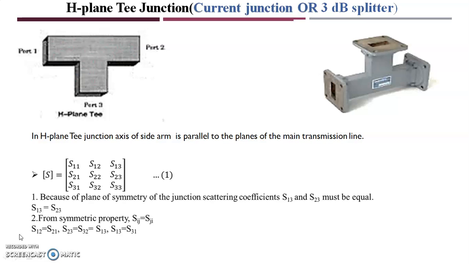We have discussed examples of the scattering matrix for different junctions. The scattering matrix is an n by n matrix where n is the number of ports, and for every T or junction there will be a scattering matrix, and using it we will find the power relationship. Generally, three types of T's are used: the H plane T, the E plane T, and the EH, or magic T.